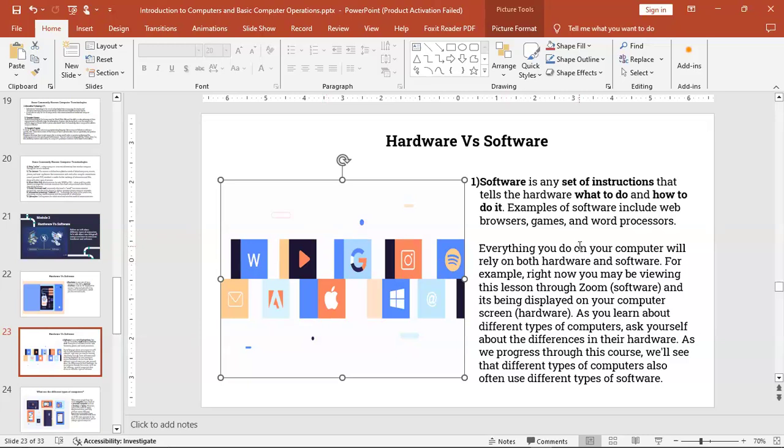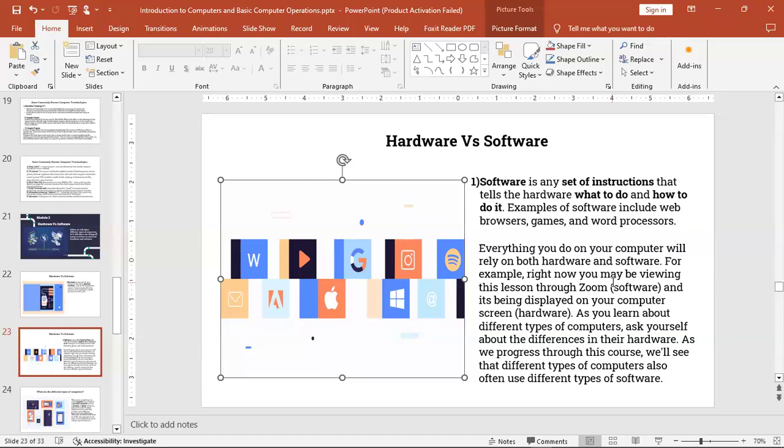Everything you can do on your computer will rely on both hardware and software. For example, right now, you may be viewing this lesson through Zoom, as you are currently doing, and it's being displayed on your computer screen. So the Zoom software: you connected to this class right now using a software called Zoom.